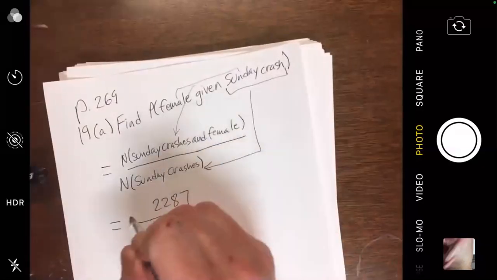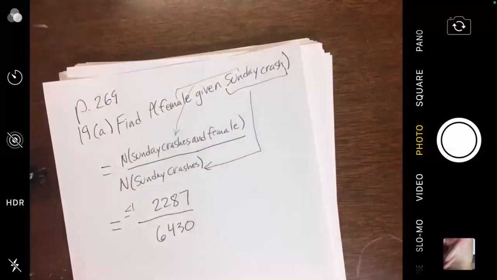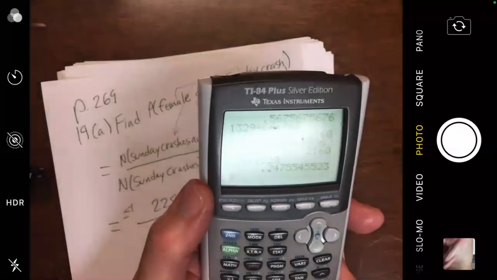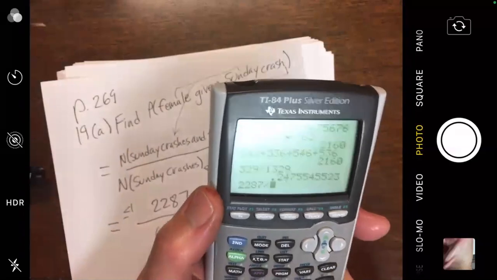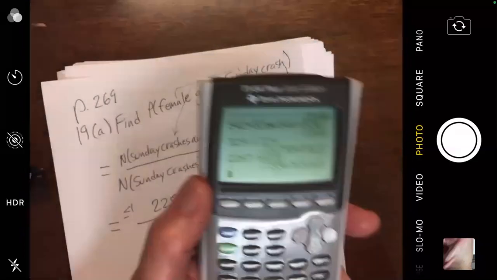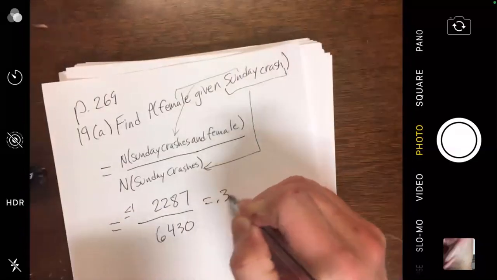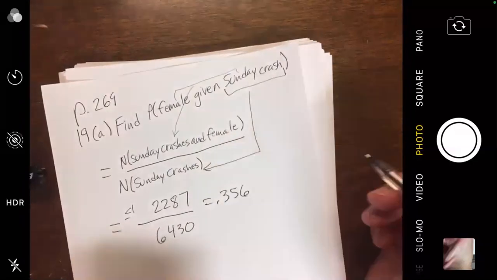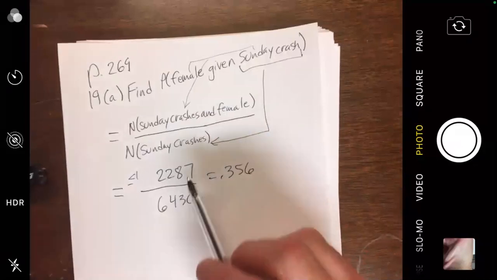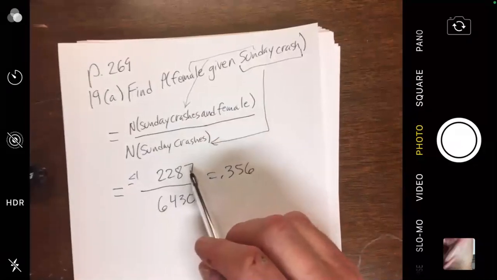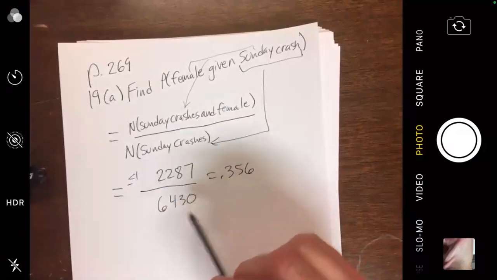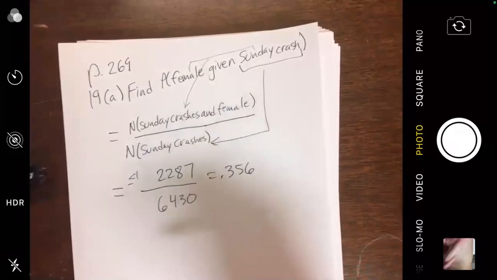Notice I'm less than or equal to 1 here. I'll divide it out. 2287 divided by 6430 is 0.3556, we'll call it 0.356. In other words, in effect, the number of female fatalities on Sunday crashes is about 1/3 of the number of male fatalities on Sunday crashes.